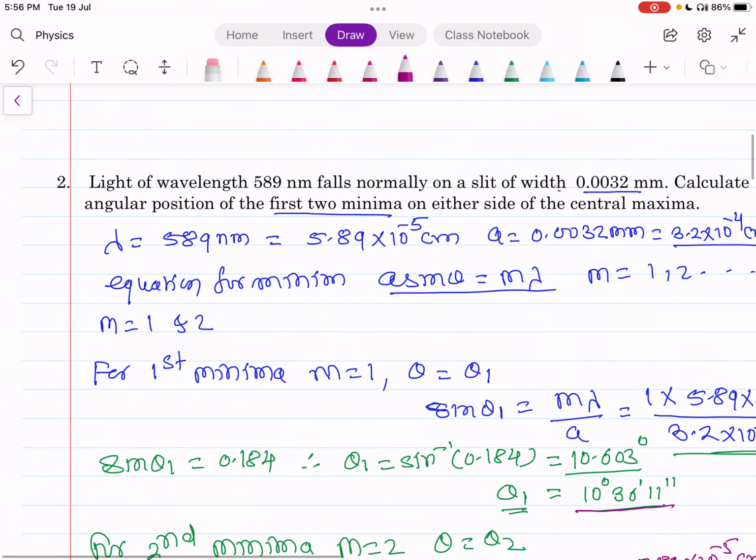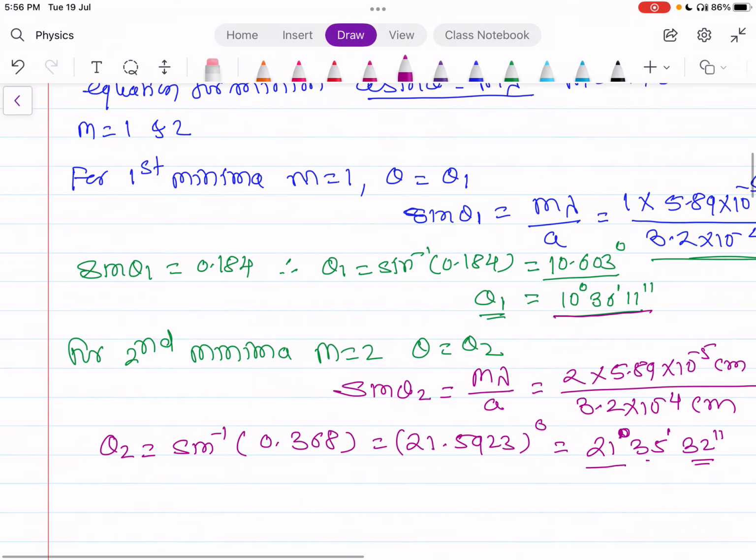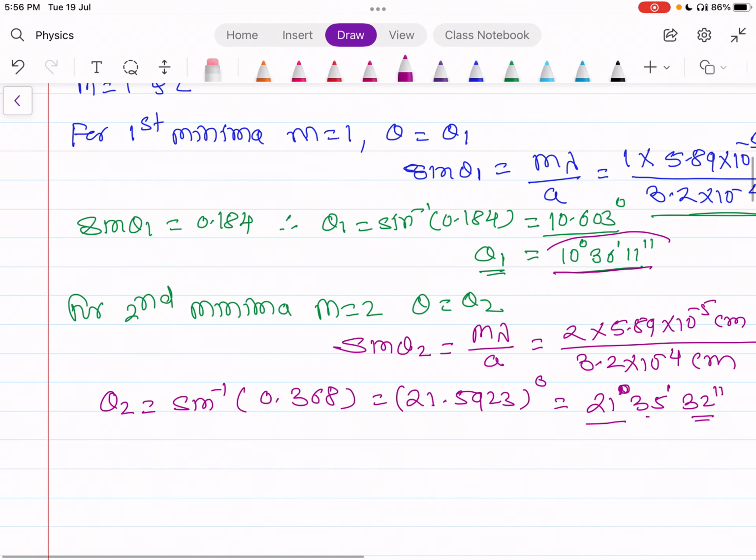And what is asked? The angular position of the first two minima. That is what is asked. We are asked for the angle for the first minima and the angle for the second minima. The angle for the first minima is 10.603 degrees, and this is the angle for the second minima.